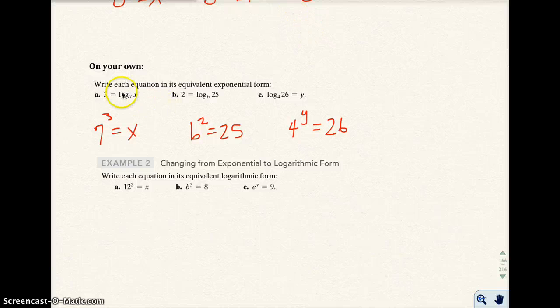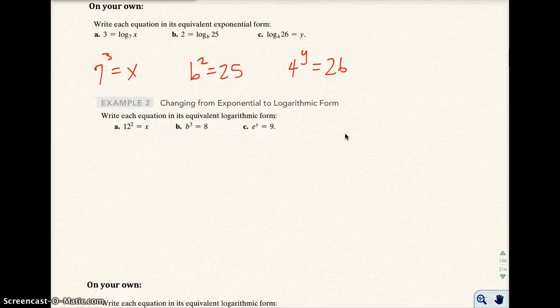Okay, so for part A, this is your base, this is your exponent, it's going to equal x. Base is b, exponent is 2, it's going to equal 25. Base is 4, exponent is y, there it is, and then equal 26. Okay. Now can we go backwards?